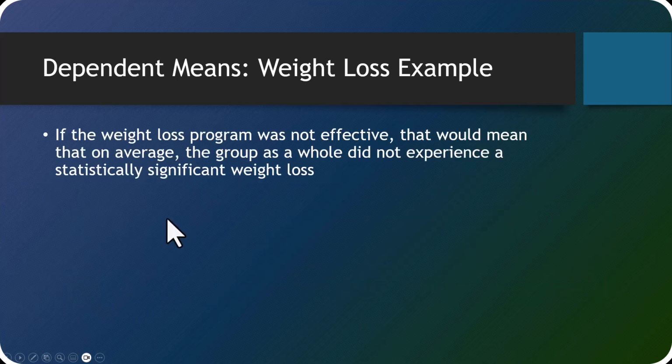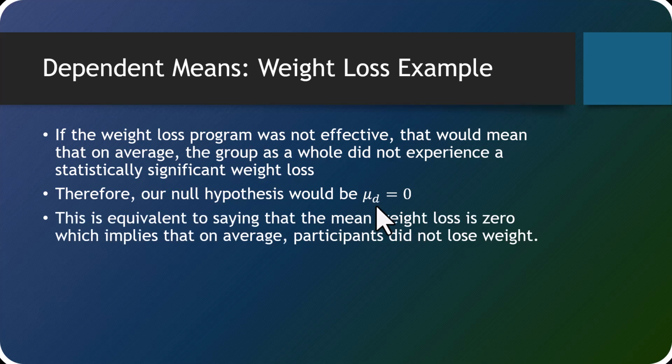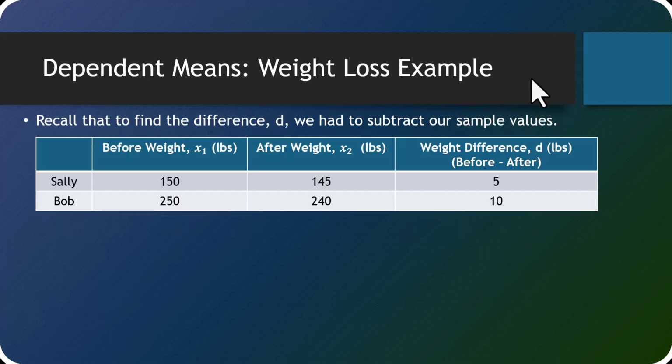So if the weight loss program was not effective, that would mean that on average the group as a whole did not experience a statistically significant weight loss. Therefore, our null hypothesis would be that the population mean difference is equal to 0. This is equivalent to saying that the mean weight loss is 0, which implies that on average participants did not lose weight.